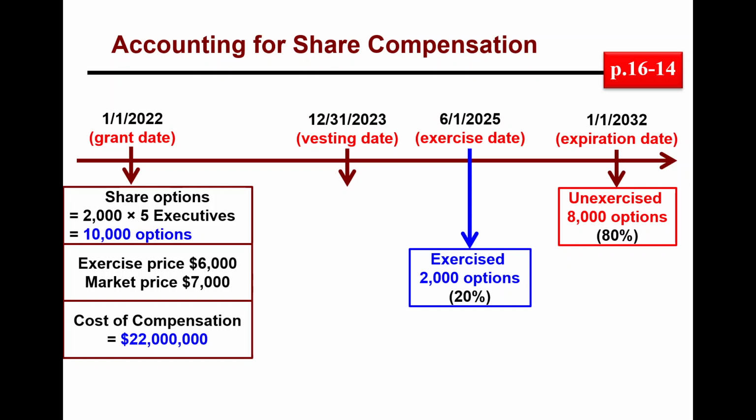So on the grant date, your company gives 2,000 options to each manager. There are 5 managers in total, right? So in total you promise to give 10,000 options. For those 10,000 options, how much? $22 million. And the exercise price of $6,000 means employees have to pay $6,000 to buy one share in the future.